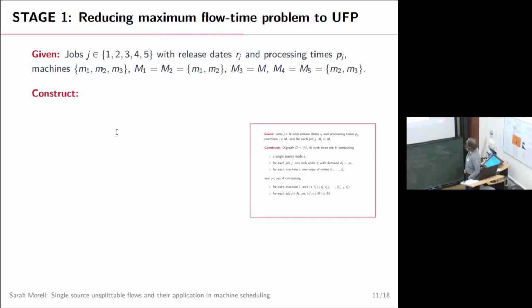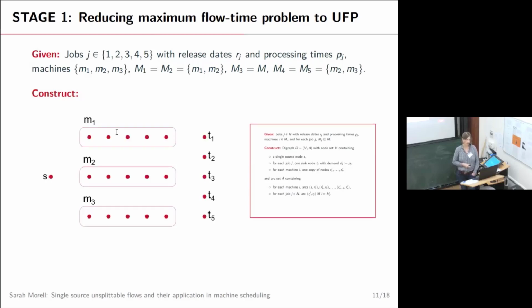Okay, on the right-hand side, it's pretty small. You have the explanation again. So we'll have a quick look at this example where we have n jobs with release dates r_j, processing times, and 3 machines, M1, M2, M3. For the first 2 jobs, we can use the first 2 machines. The third job can actually be processed on all machines, and jobs 4 and 5 can be processed on machines M2 and M3. So the construction, first of all, gives us this node set.